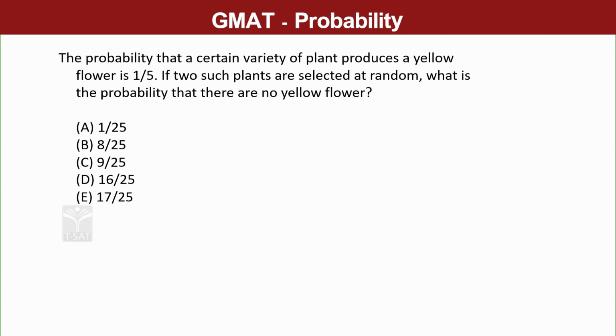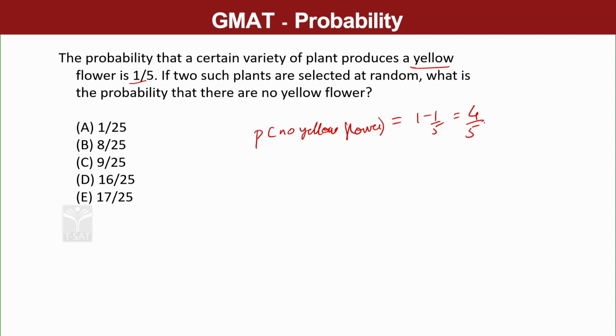The probability that a certain variety of plant produces a yellow flower is 1 by 5. If 2 such plants are selected at random, what is the probability that there are no yellow flowers? Okay. When the probability of producing a yellow flower is 1 by 5, the probability of no yellow flower will be 1 minus 1 by 5. It is 4 by 5, the probability of a plant not having yellow flowers.